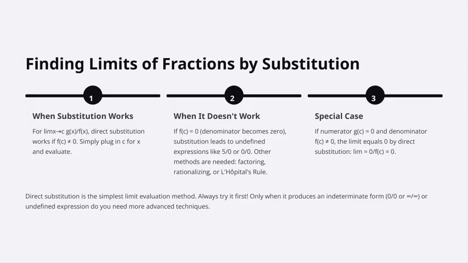There's also a special case to keep in mind. If the numerator, g of c, is 0 while the denominator, f of c, is not 0, then the limit is simply 0. We get that by direct substitution. 0 divided by a non-zero number is 0.